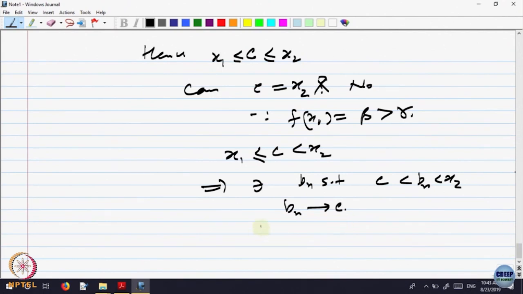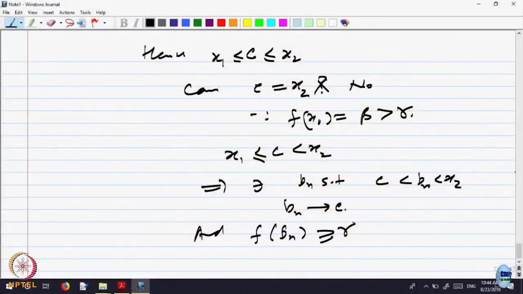And where are these Bn's? What can we say about f of Bn's? Bn is on the right side of alpha, which is the supremum, where the value of the function is less than gamma. So, it has to be bigger than or equal to, that is the only possibility. Alpha is the LUB of all points in x1, x2 where the value is strictly less than gamma. So, for something bigger than the LUB, at that point the value has to be bigger than or equal to gamma. Is that okay? Because Bn is bigger than C. Is that okay or not okay?